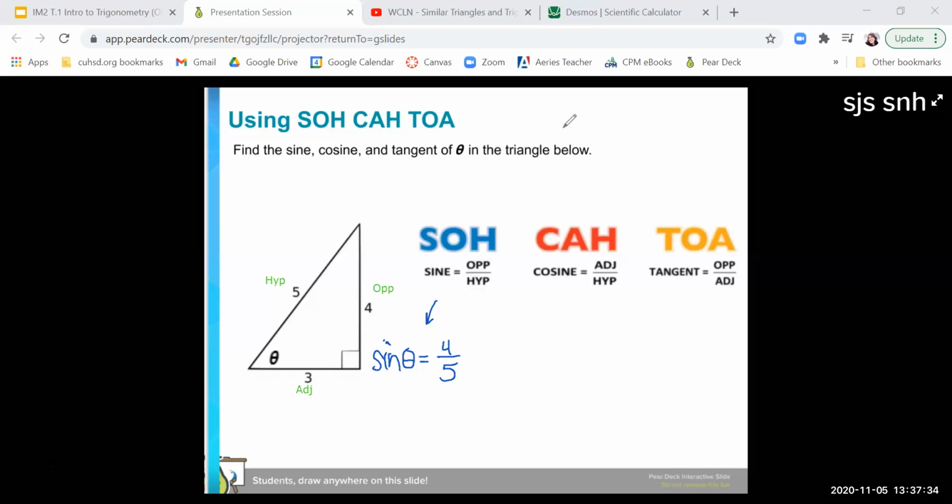So now I'm going to change my color and let's do the cosine. So cosine of theta is equal to adjacent over hypotenuse. So 3 over 5. And tangent of theta, or tan theta, is equal to opposite over adjacent.